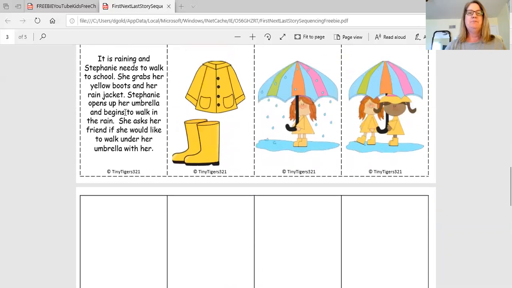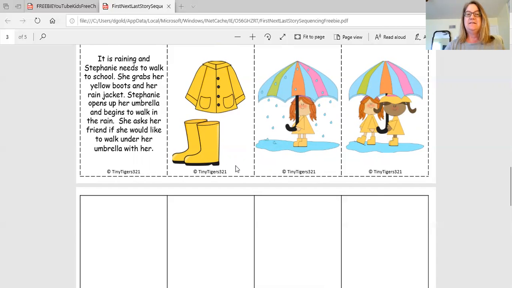Here's another example. It is raining and Stephanie needs to walk to school. She grabs her yellow boots and her rain jacket. Stephanie opens up her umbrella and begins to walk in the rain. She asks her friend if she would like to walk under her umbrella with her.